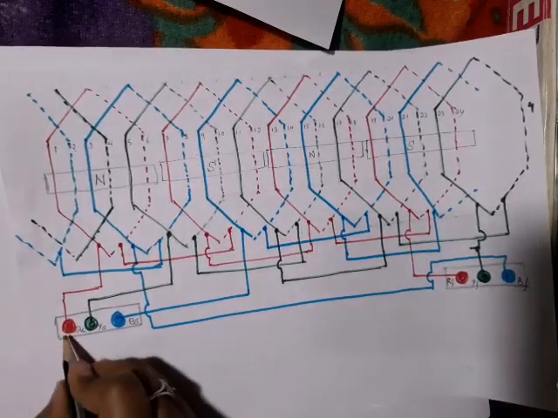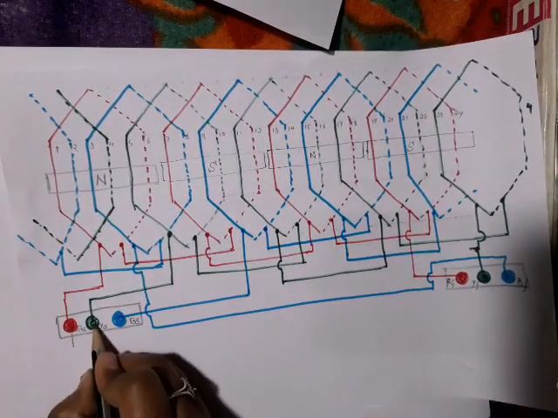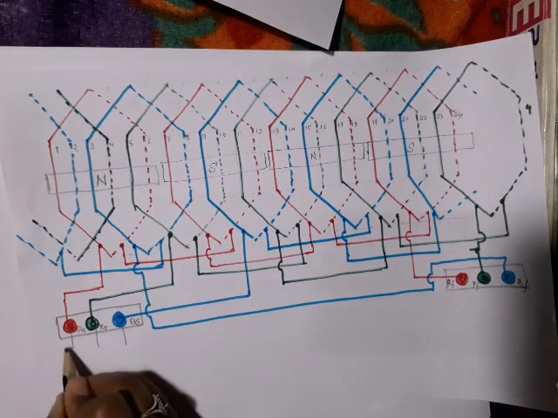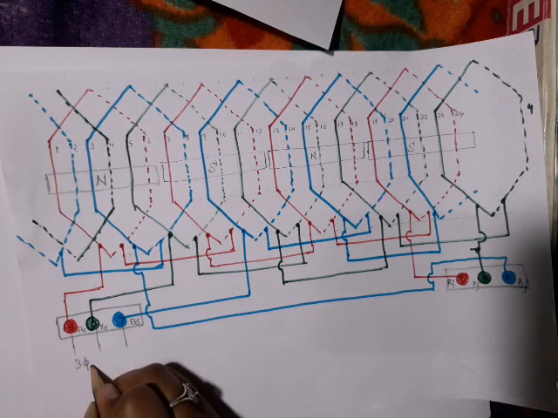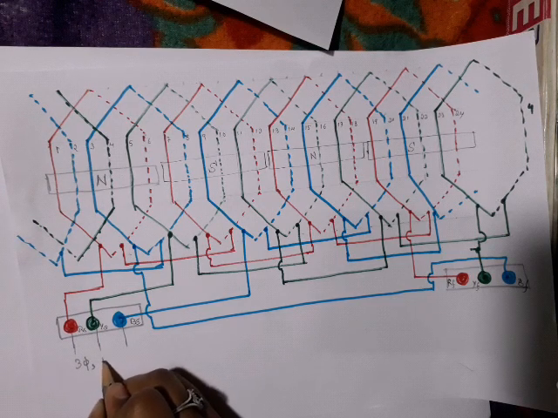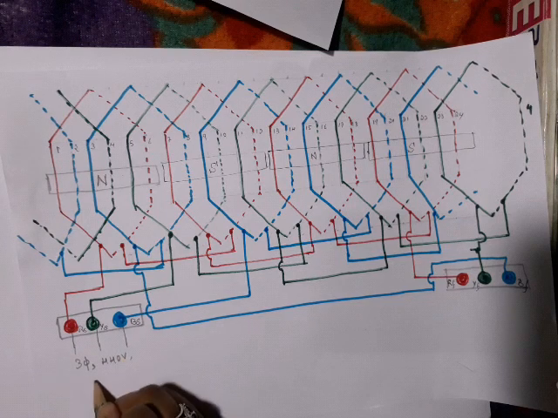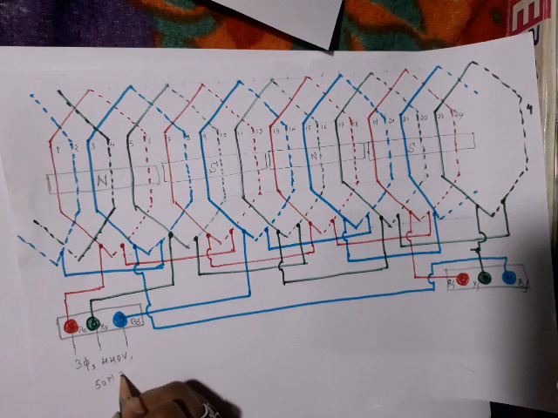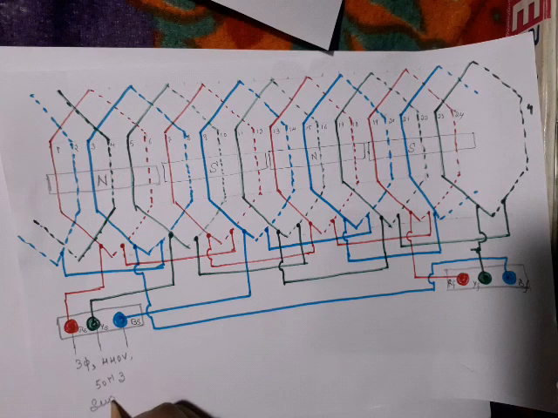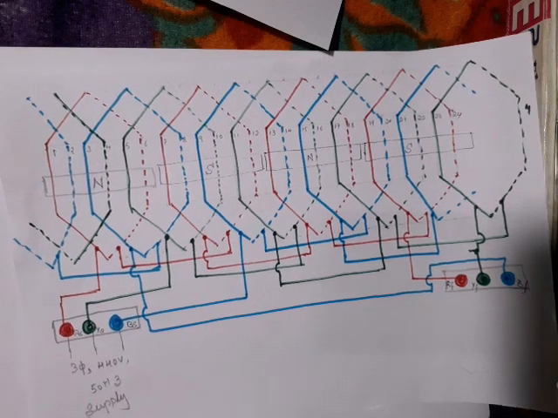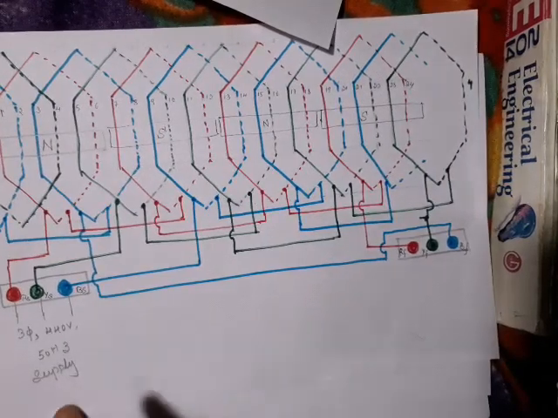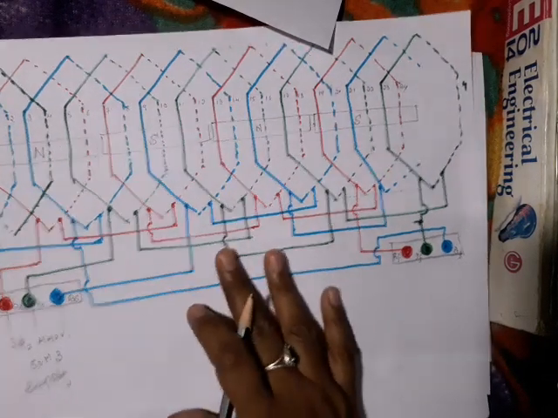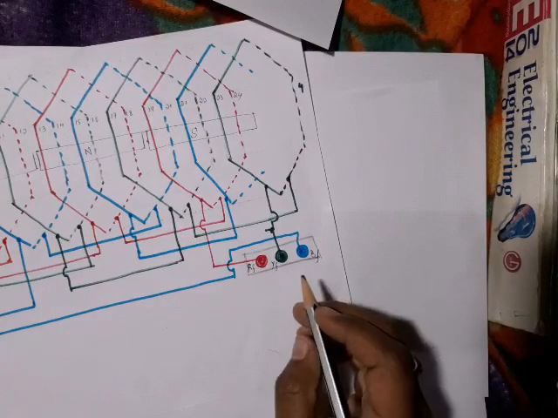So if it is star connection, what you need to do is just extend this and give here the 3 phase, 440 volts, 50 hertz supply. All the starting windings should be connected to the supply. How will the ending windings be?